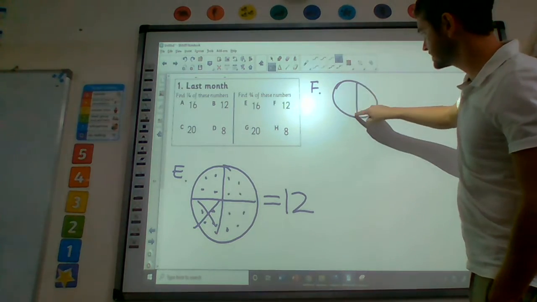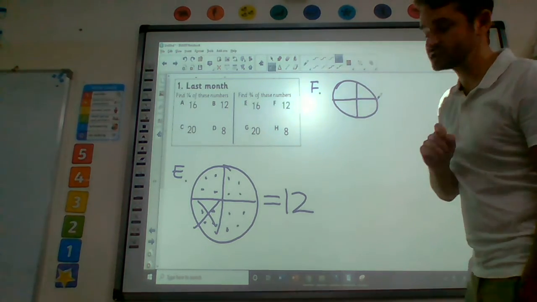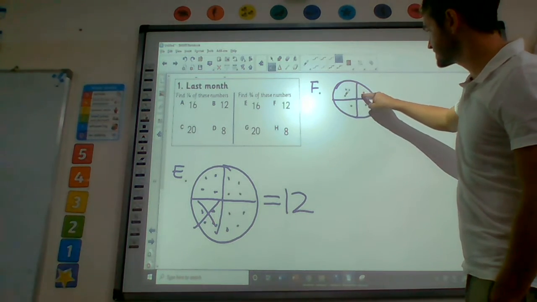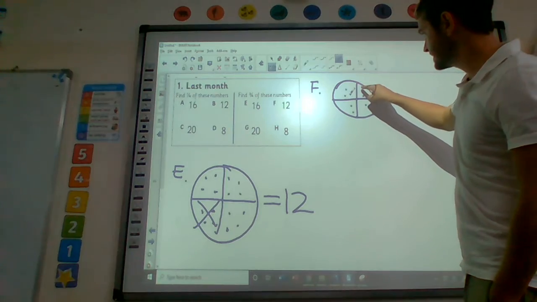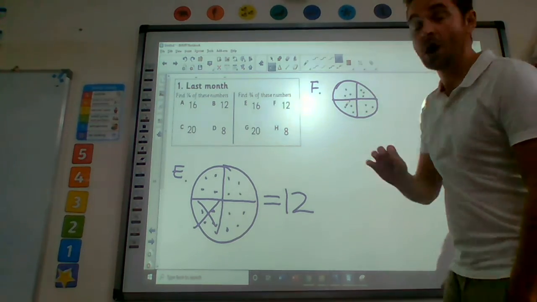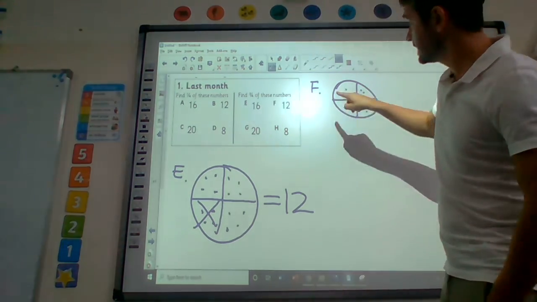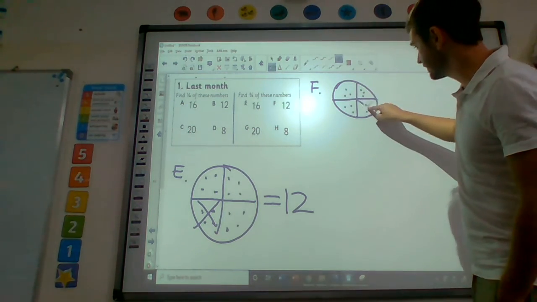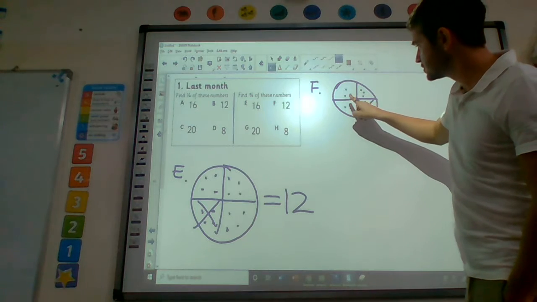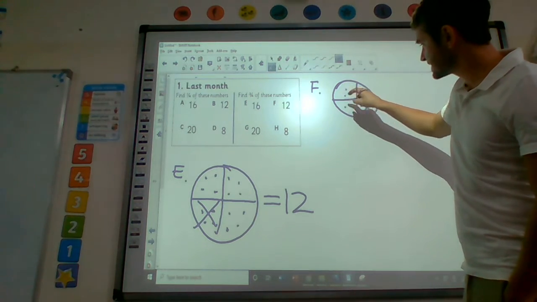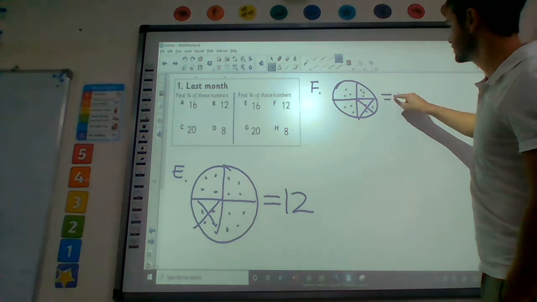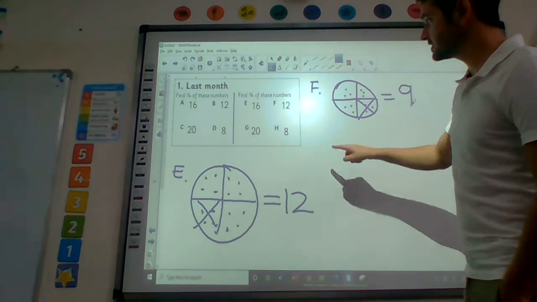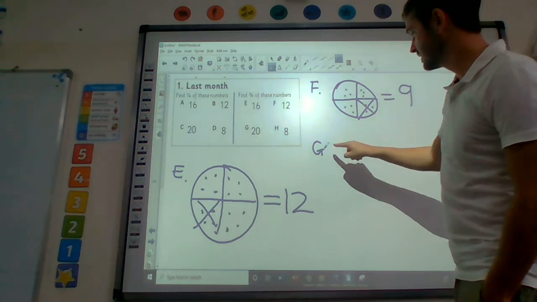So here are my quarters, and I'm sharing 12. 1, 2, 3, 4, 5, 6, 7, 8, 9, 10, 11, 12. But I'm looking for 3/4, so I need to count 3 of these quarters. I'm not going to count this one. 1, 2, 3, 4, 5, 6, 7, 8, 9. 3/4 of 12 is 9. Going straight on to G.